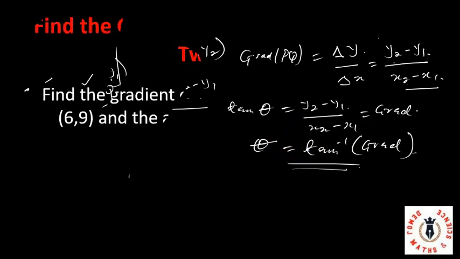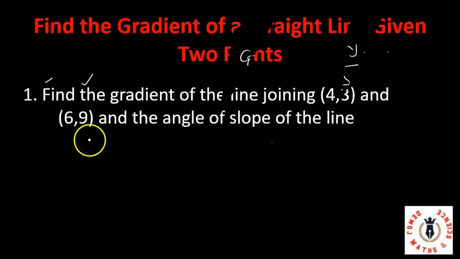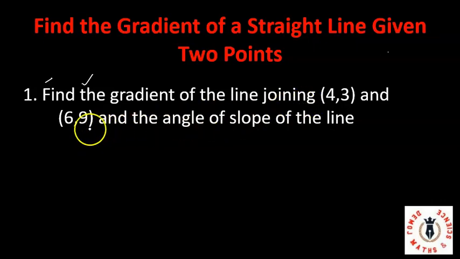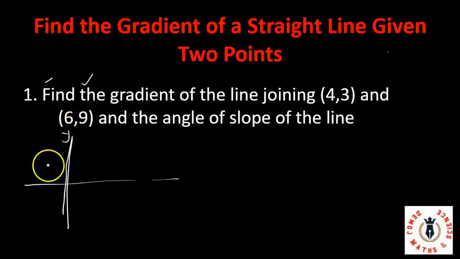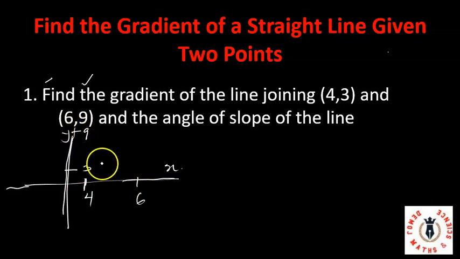For question 1, we're asked to find the gradient of a line joining these 2 points together. Now let's draw our points. I have my y-axis and here I have my x-axis. Let's start on the x-axis: this is 4 and here is 6. On the y-axis, let's pick this point as 3 and here as 9. My first point is 4 on the x-axis and 3 on the y-axis, which is here. And my second point is 6 on the x-axis and 9 on the y-axis. So I have my line passing through the 2 points this way.